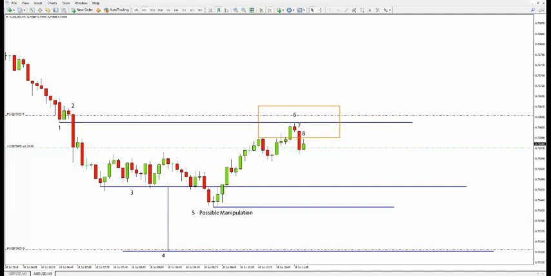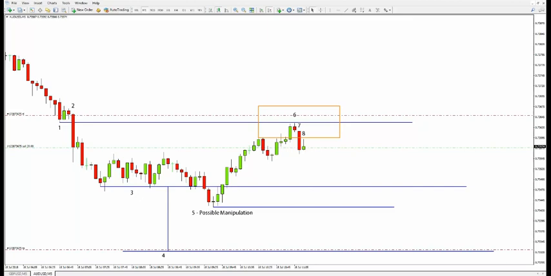This leads many retail traders to believe that the market was going down. Once again, if this is indeed a market manipulation, market makers want everybody to think that the market is going down, so they can take the opposite position and go long. In number 6, price goes back to the ignition point that we identified in number 1 and 2.